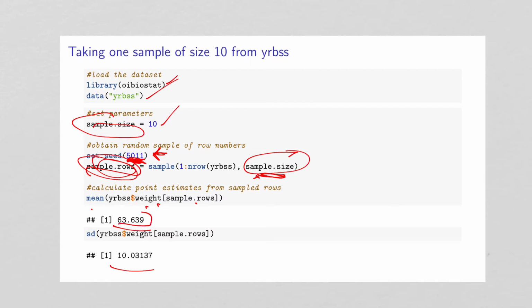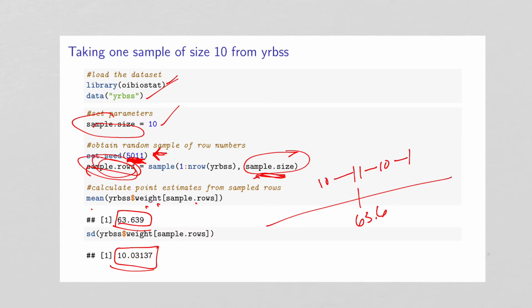The mean is 63.639, and the standard deviation is 10. So this is telling us, with just one sample, that the mean was 63.6, and the standard deviation is 10 in either direction. And if we replicate this and change the seed, we might get 64. We might get 62. Very rarely will we get anything way out there.